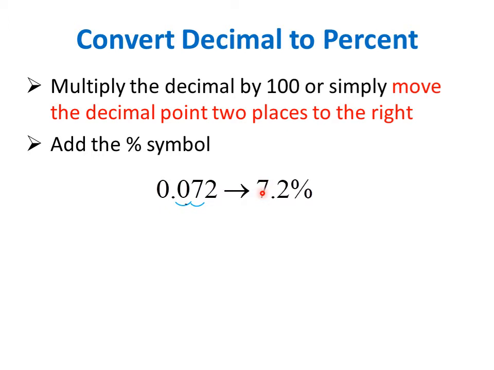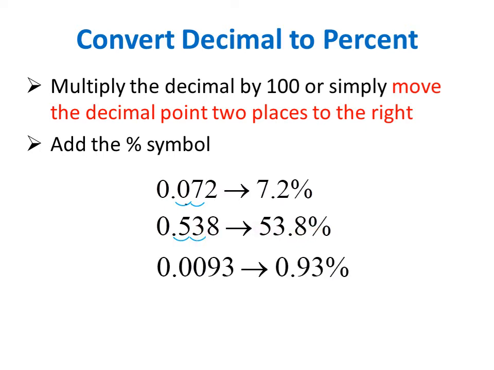So we have 7.2%. Next, how about 0.538? If we move the decimal point 2 places to the right, we get 53.8%. Next, how about 0.00993? Moving the decimal point 2 places to the right gives us 0.993%.